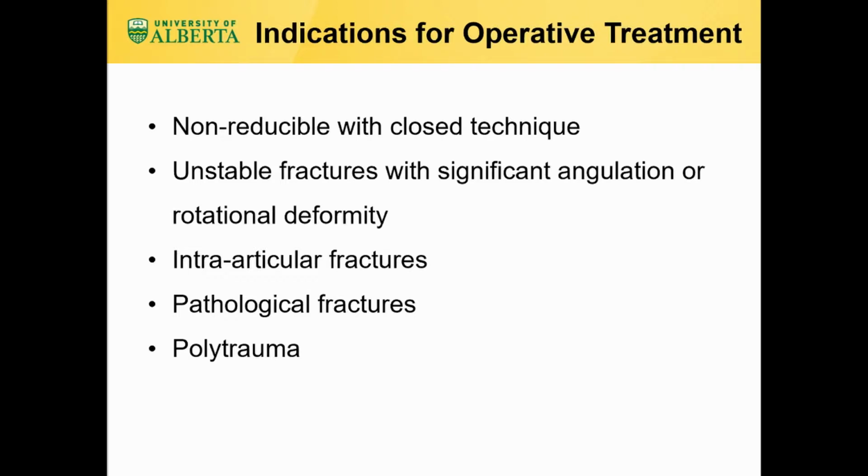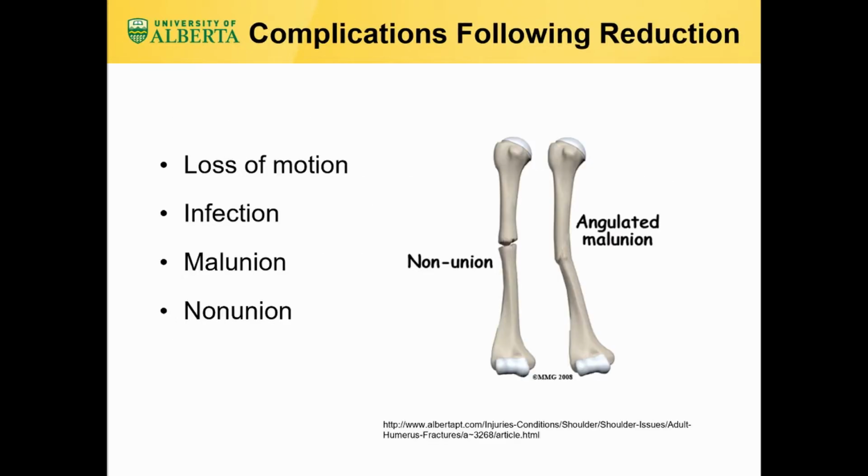There are certain situations, however, when operative fixation is indicated. If the fracture is non-reducible with a closed technique, proceed to open reduction. If there is significant displacement, angulation, or rotational deformity that fails closed reduction, then operative treatment is also indicated. For open injuries, or injuries with associated soft tissue injury, operative treatment is indicated if an acceptable reduction cannot be obtained with closed means.